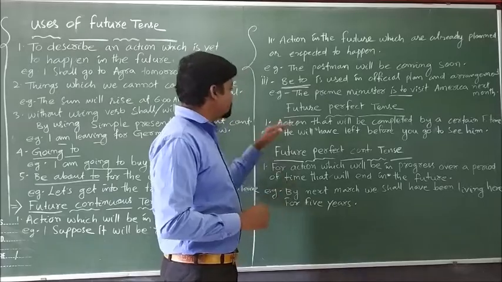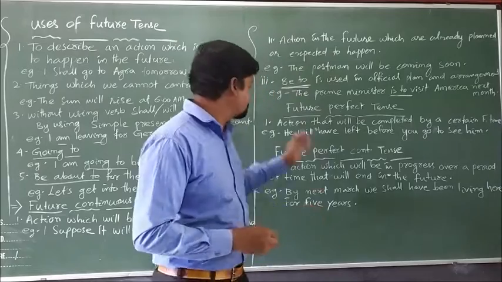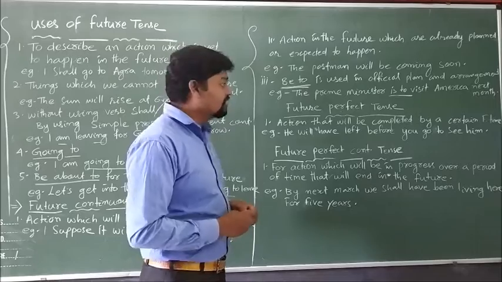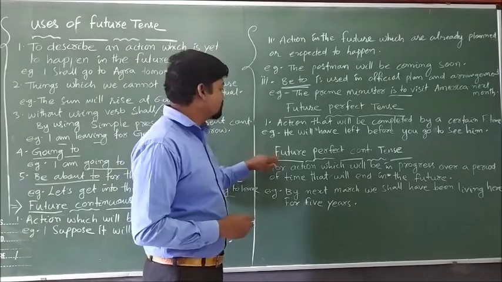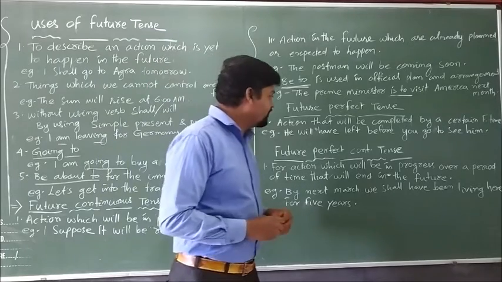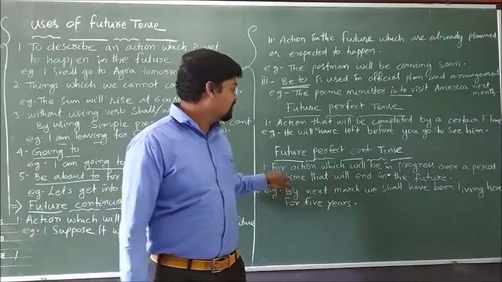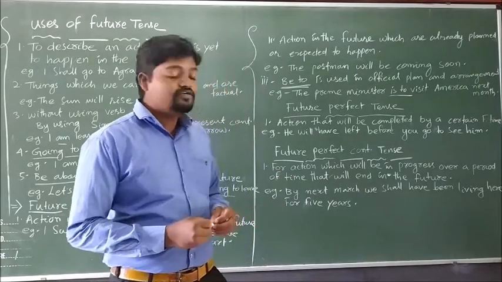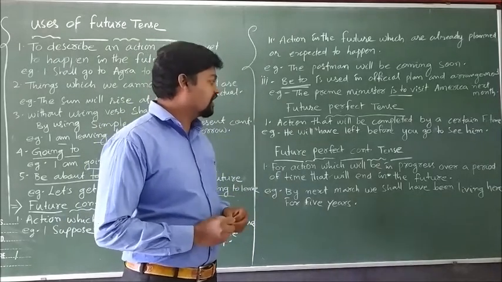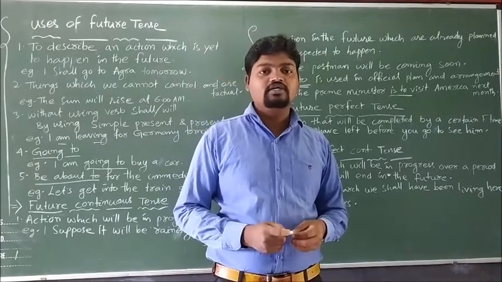So in that sense, the actions which will be completed by a certain future time, we can make future perfect tense, right? Sorry. Next, future perfect continuous tense. The last topic. For actions which will be in progress over a period of time that will end in the future. By next March, we shall have been living here for 5 years, or for 6 years, or for 10 years.